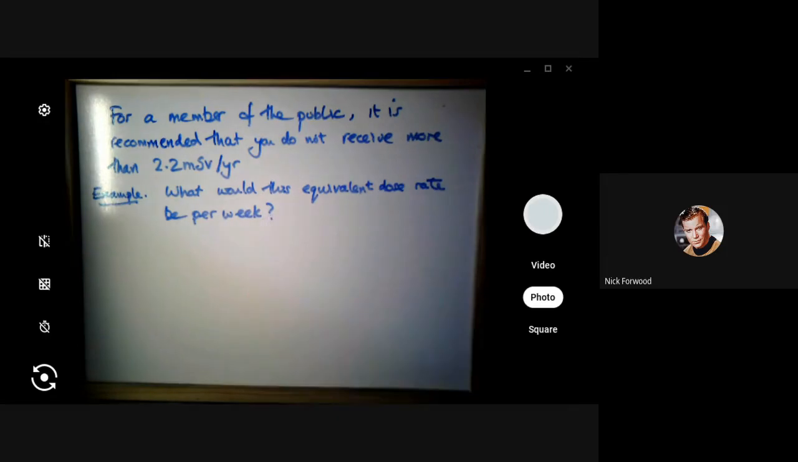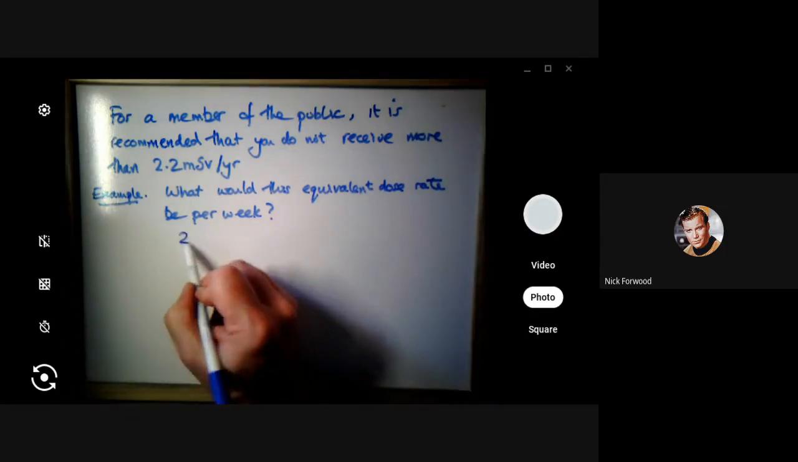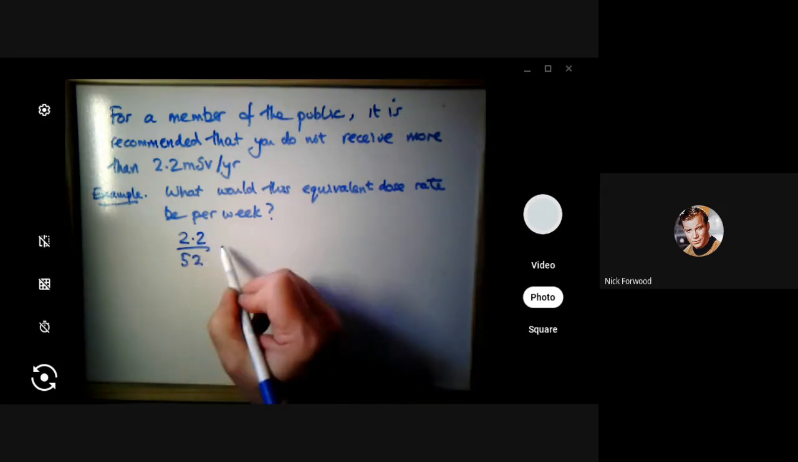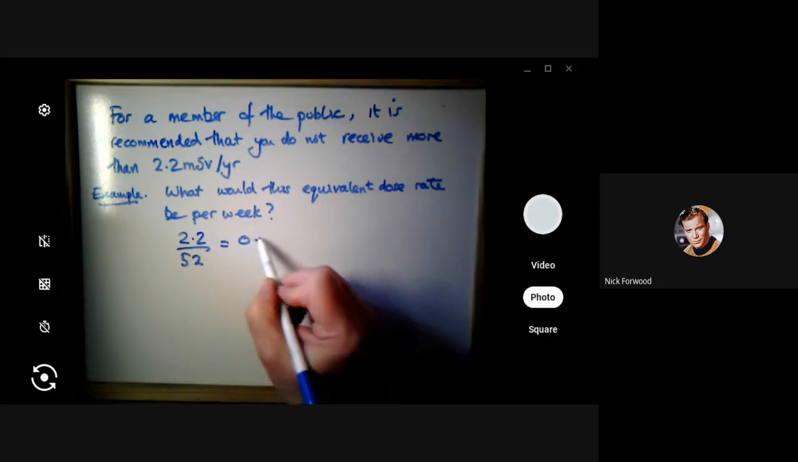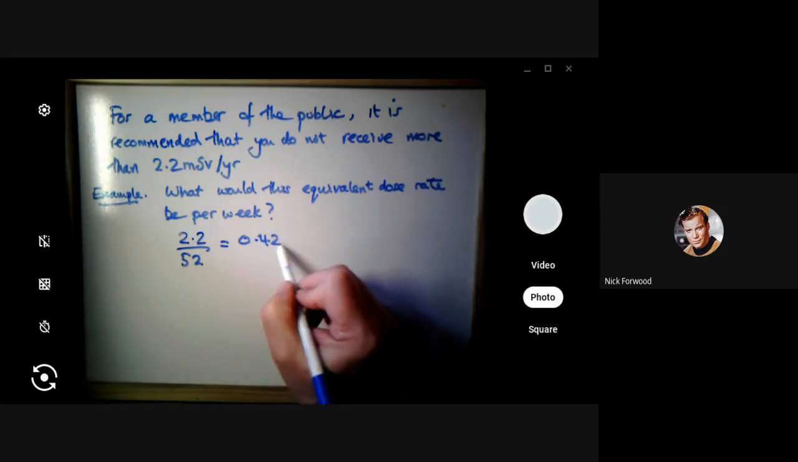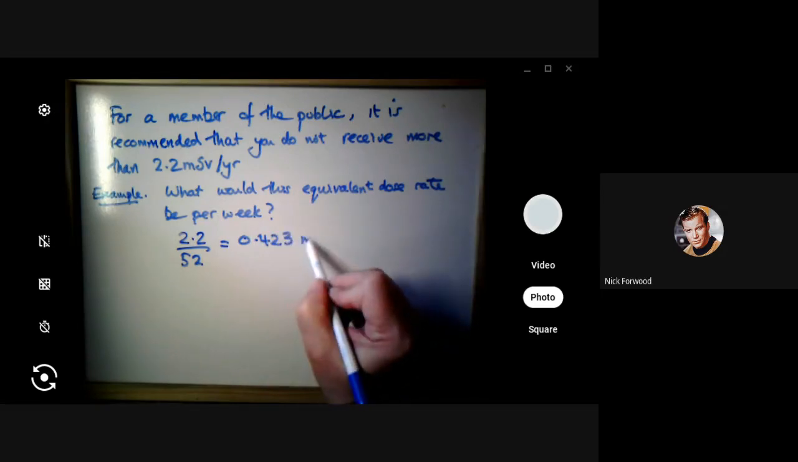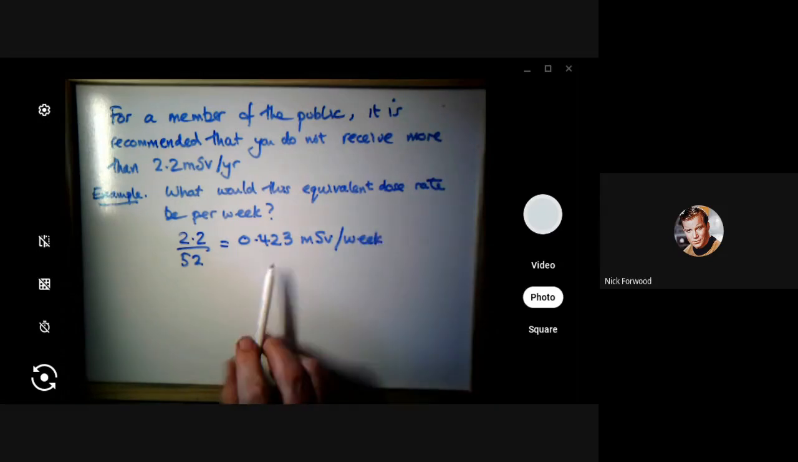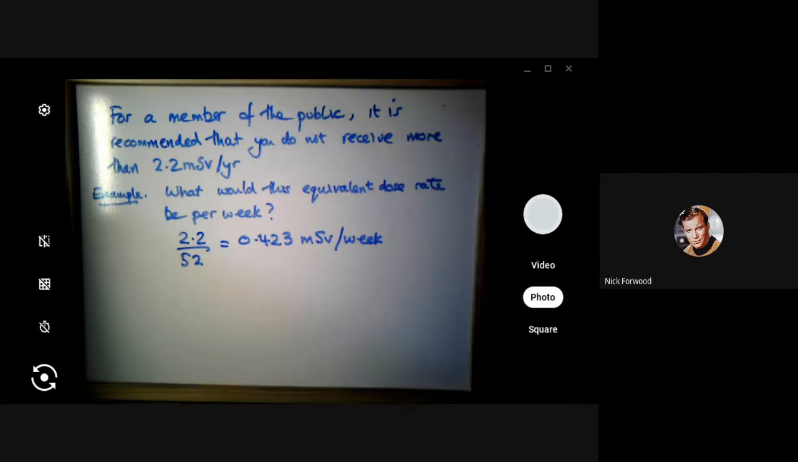So you're told we already get 2.2 millisieverts in a year. What would that be per week? So you do 2.2 divided by 52, and that is 0.423 millisieverts per week. And you want to keep your answers to 3 figures here. You don't want more than 3 figures. 3 is the recommended number of what's called significant figures.